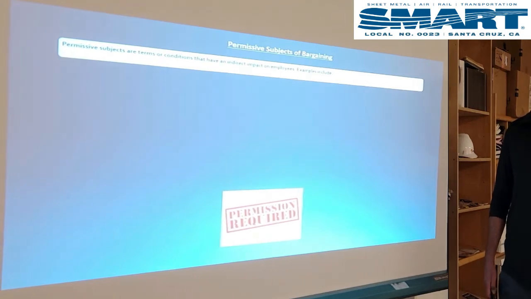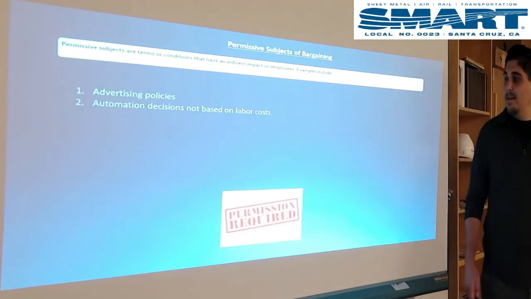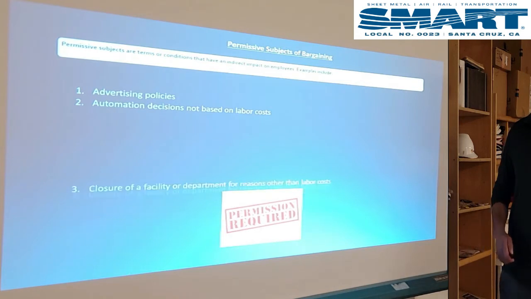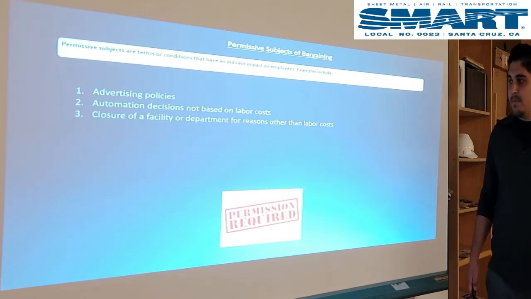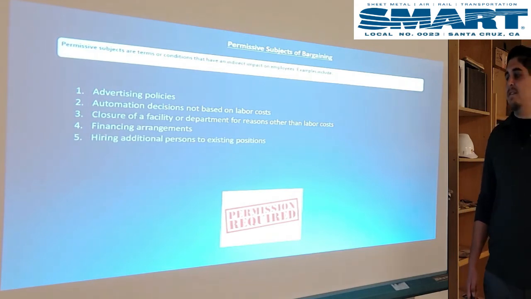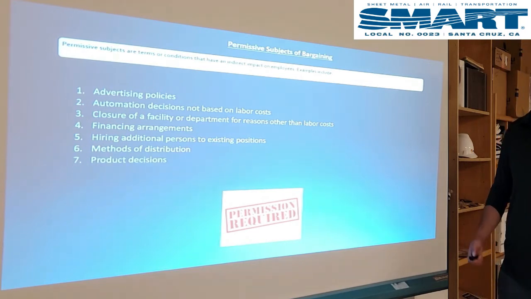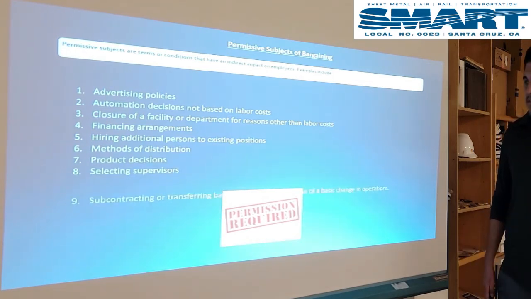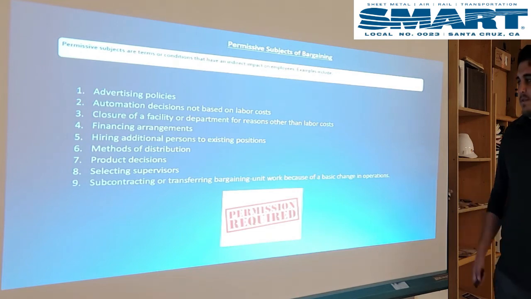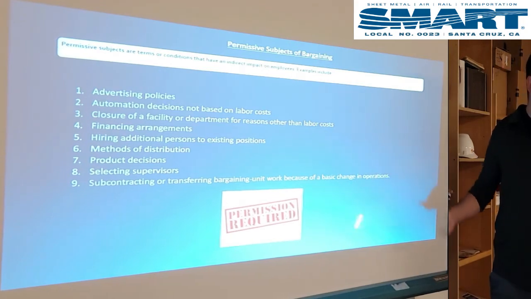Permissive subjects of bargaining are terms and conditions that have an indirect impact on employees. Examples include advertising policies, automation decisions not based on labor cost, a closure of a facility or department for reasons other than labor cost, financial arrangements, hiring additional persons to existing positions, methods of distribution, product decisions, selecting supervisors, and subcontracting or transferring bargaining unit work because of basic change in operations. Basically, we need permission to bargain about these things. These are not mandatory subjects of bargaining.